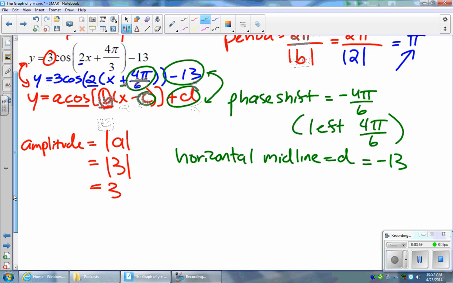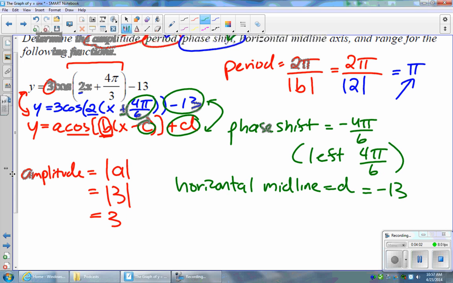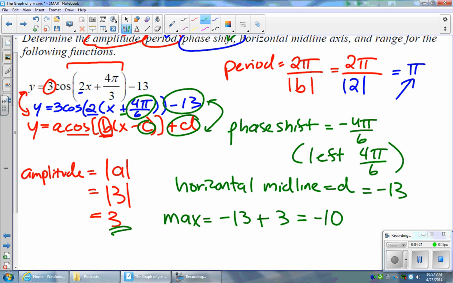Finally, we have the range. To calculate the range, you need to know what your max and your min values are. My maximum point is obtained by taking my midline, which is negative 13, and adding my amplitude. My amplitude was way back here at 3, so I'm going to add 3 to negative 13, which will give you negative 10. So there's my maximum y value for this graph. The next thing we want to find is the minimum. To find the minimum, you take your midline and subtract the amplitude. Therefore, I get a minimum value of negative 16.